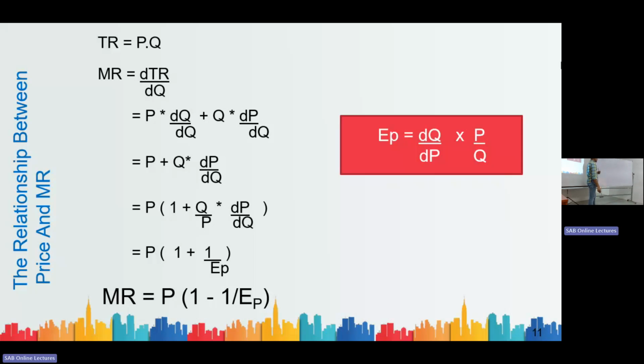Both ways are possible, but for convenience, I will use this method. But keep in mind, if you are considering the negative sign for the price elasticity of demand, you have to change the sign here. Instead of taking a negative sign, you should take a plus here.